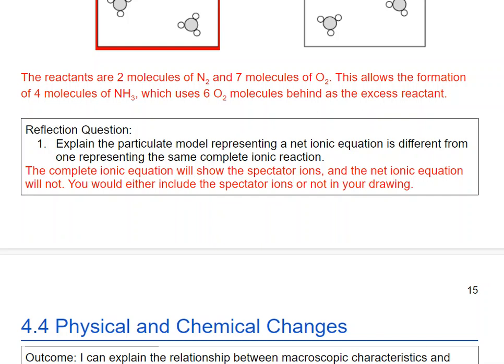So for the reflection question, explain the particulate model representing a net ionic equation. How is that different from a complete ionic equation? So the particulate model showing the complete ionic reaction would need to include those spectator ions, whereas the net ionic would not.